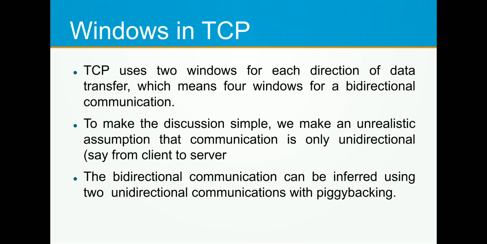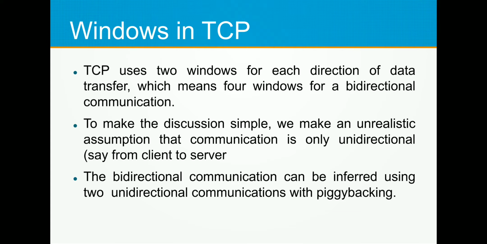Let's say there is a client and a server. So here we'll have communication from client to the server in one direction and from server to the client in another direction. Okay. So in each direction there will be two windows. There will be a send window and a receive window. Okay, for one direction from client to server. Similarly, there will be a send window and a receive window for the opposite direction communication. There will be a send window at the server and a receive window at the client.